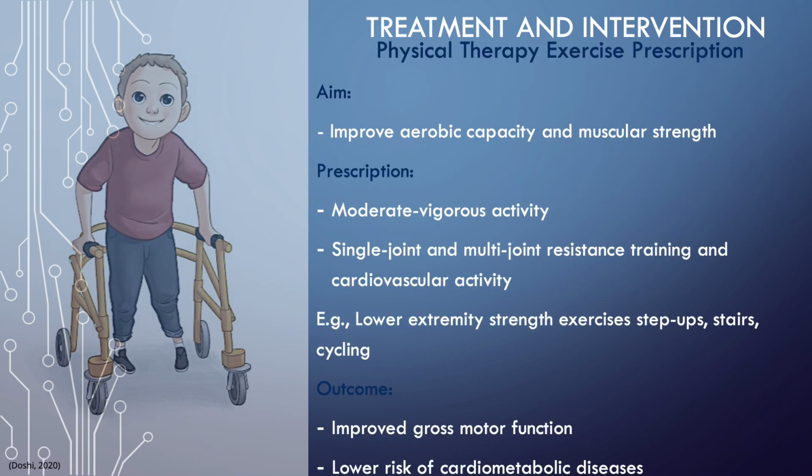CP often reduces cardiorespiratory endurance and alters muscle tone, which leads to increased risk of chronic disease. Physical therapy programs aim to focus on improving aerobic capacity and muscular strength to develop gross motor function and lower cardiometabolic diseases. Exercise recommendation for CP includes single and multi-joint exercises at moderate to vigorous intensity and relate specifically to the patient, including step-ups, negotiating stairs, and cycling to build lower extremity strength.